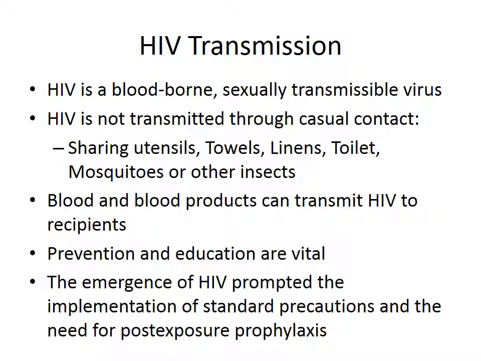HIV transmission. HIV is a blood-borne, sexually transmissible virus. HIV is not transmitted through casual contact, such as sharing utensils, towels, linens, toilet, mosquitoes, or other insects. Blood and blood products can transmit HIV to recipients. Prevention and education are vital, and the emergence of HIV prompted the implementation of standard precautions and the need for post-exposure prophylaxis.